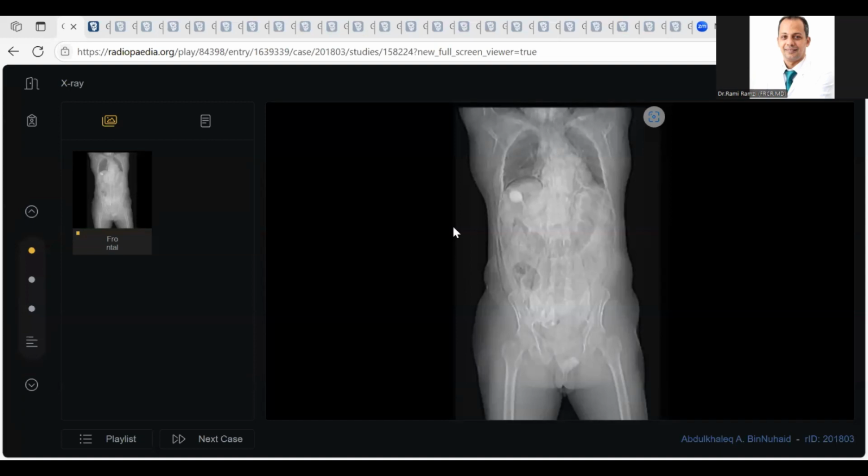At first, I can appreciate there is a thin rim of air just below the diaphragm. So this is concerning for pneumoperitoneum. This is an emergency finding, and I will inform the referring physician and the surgical team for management.